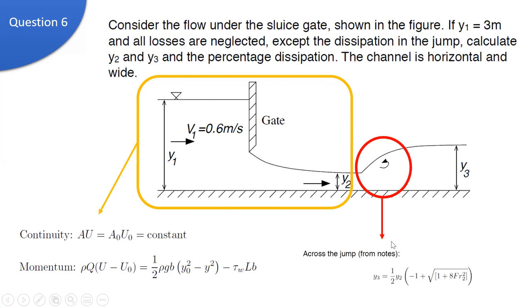For the hydraulic jump, you have an equation in your lecture notes that you can use. This is the main thing. If you understand this main thing and you know how to iterate, you wouldn't have any problem solving these.